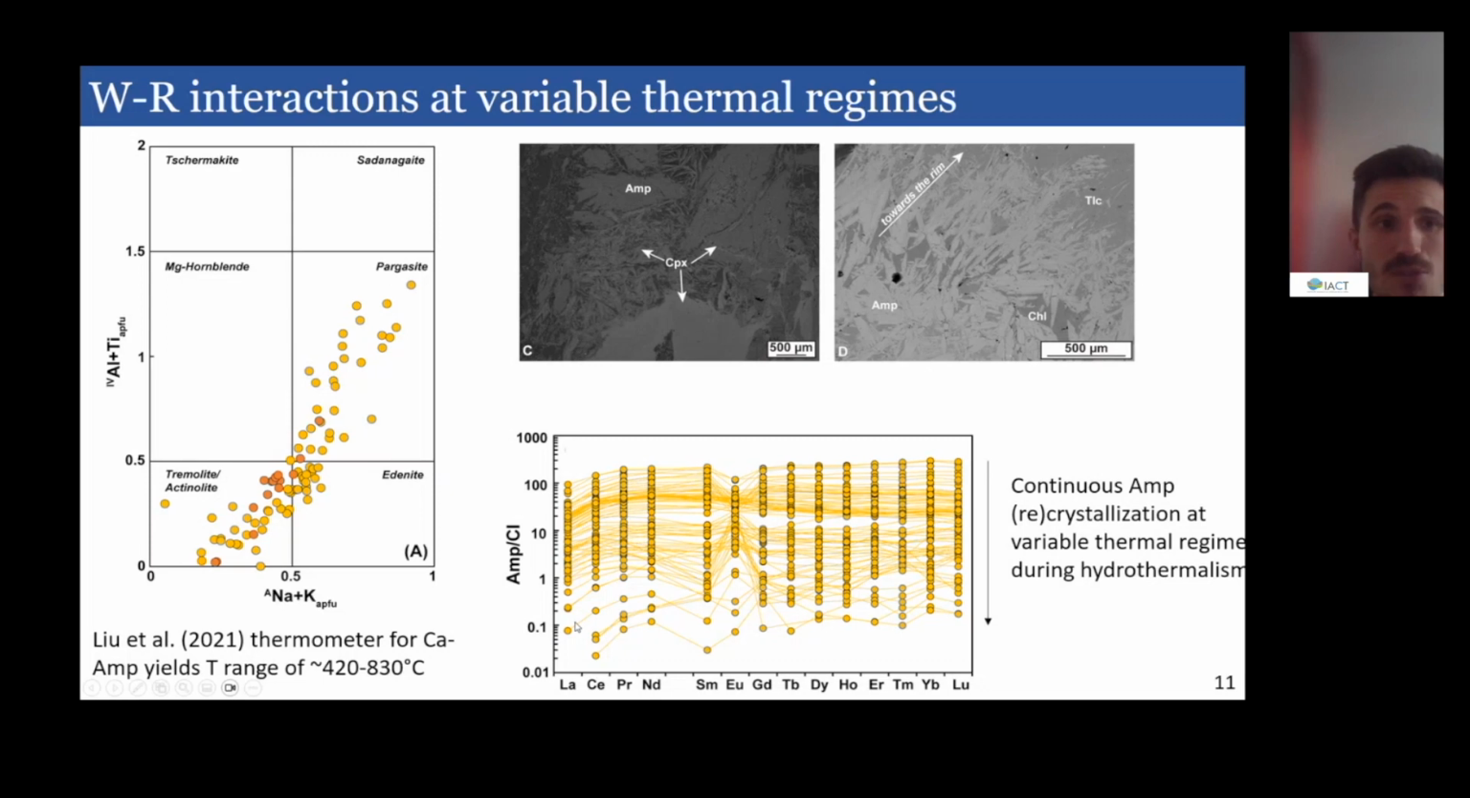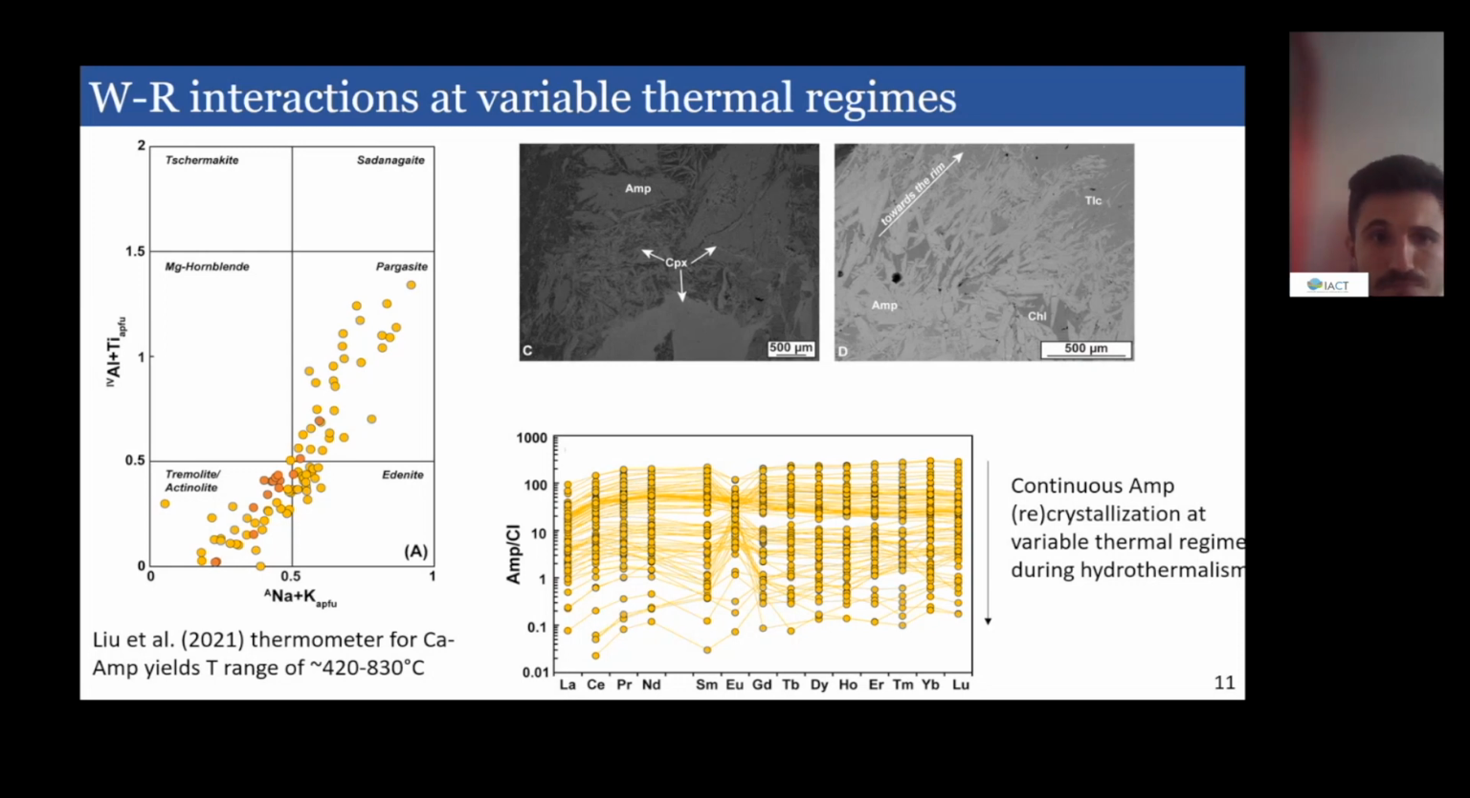First, the mineralogy of amphibole ranges from pargasite, which is a high temperature magmatic amphibole, towards tremolite and actinolite, the low temperature amphiboles stable in greenschist facies conditions. We also applied a titanium thermometer to this amphibole, and it yields a temperature range between 420 degrees C and 830 degrees C, which is in good agreement with the mineralogy, between the subsolidus conditions and the greenschist and upper greenschist facies conditions.